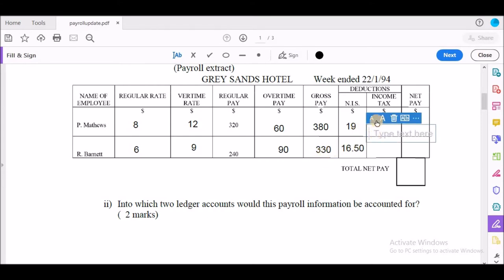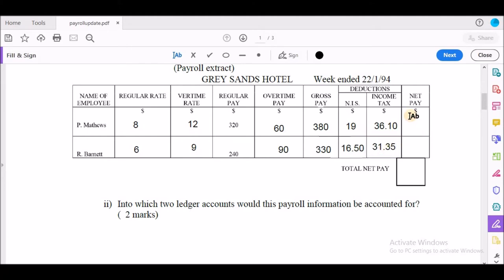So here we need to take the $19 from the 380 and then find 10% of that. So 380 minus 19 is going to give you 361. Multiply that times 10%, and that's going to give you $36.10. Let's check now for Barnett. Barnett is 330 minus $16.50, that's going to give you $313.50, and then we're going to find 10% of that, and that is going to give us $31.35.